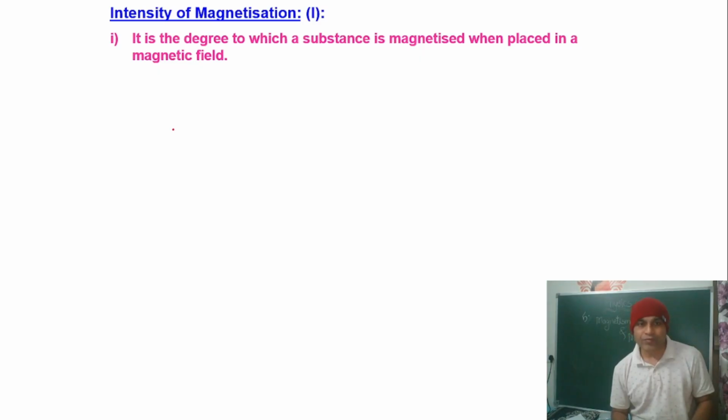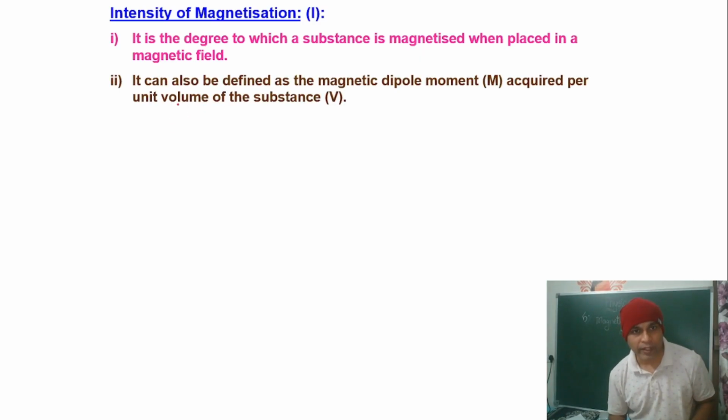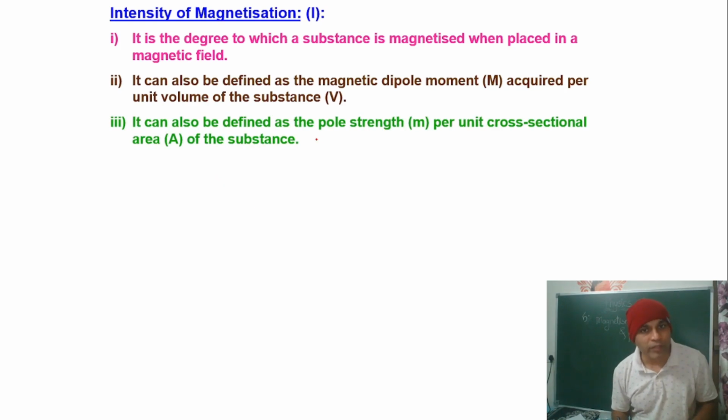So next point: it can also be defined as the magnetic dipole moment M acquired per unit volume of the substance. So the magnetic dipole moment that the material acquires per unit volume, so it depends on the volume of that material. It can also be defined as the pole strength m per unit cross sectional area A of the substance. So there are three definitions: 1, 2, 3.